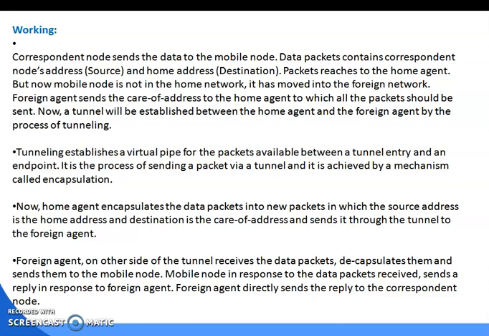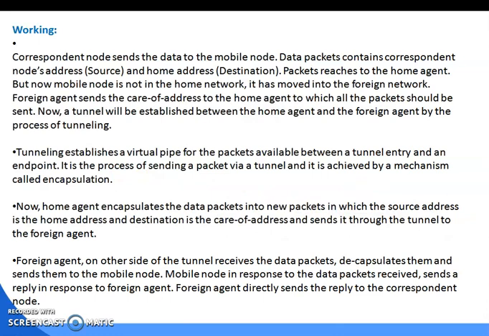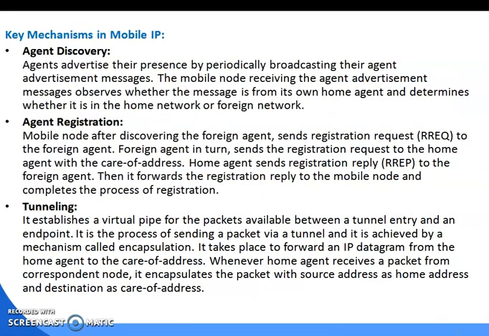So now the home agent encapsulates the data packets into new packets in which the source address is the home address and the destination is the care of address, and sends it through the tunnel to the foreign agent. Now the foreign agent on the other side of the tunnel receives the data packets, decapsulates them, and sends them to the mobile node. The mobile node, in response to the data packets received, sends a reply to the foreign agent. That means when the data packet is transferred from the home agent to the foreign agent through this tunnel, the data should be encapsulated for security reasons, right? Clear?